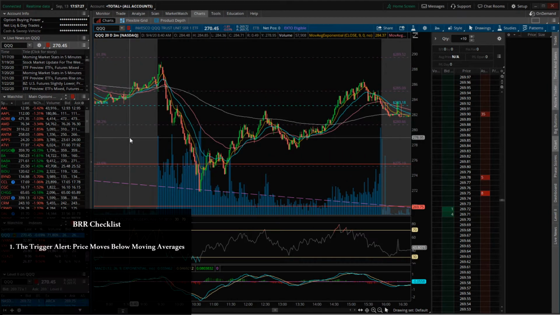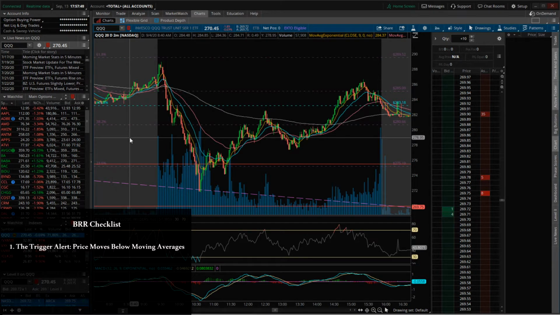The first thing that you want to do when trading bear flags is you want to have a trigger. And what I mean by a trigger is you want to have something that alerts you to the fact that, hey, this might be a bear flag. It's not a trigger as in like you're pulling the trigger on the trade. It's an alert. Let's call it an alert.